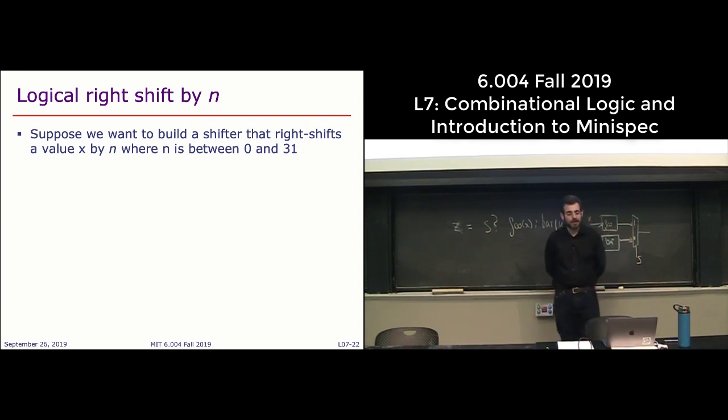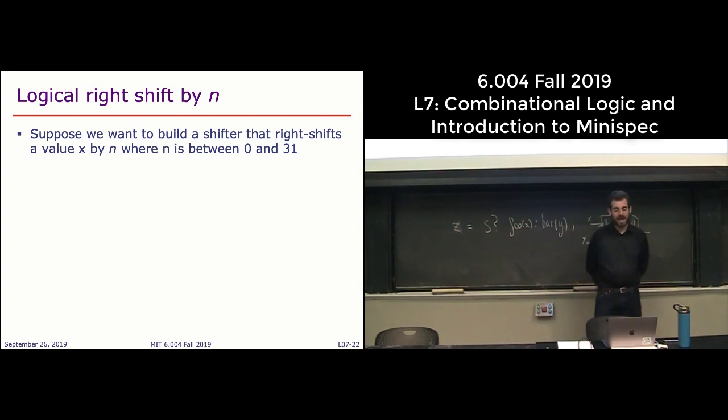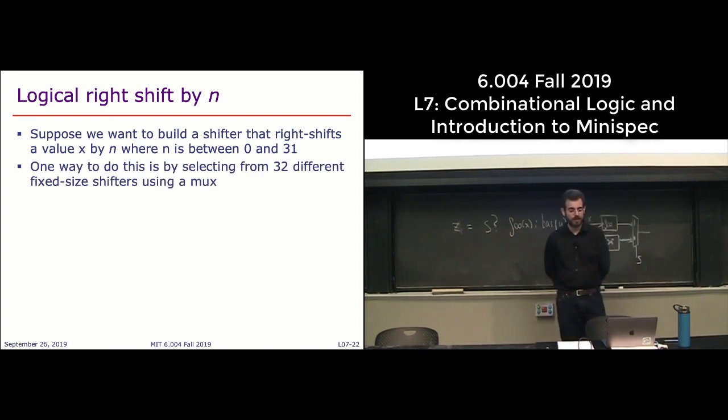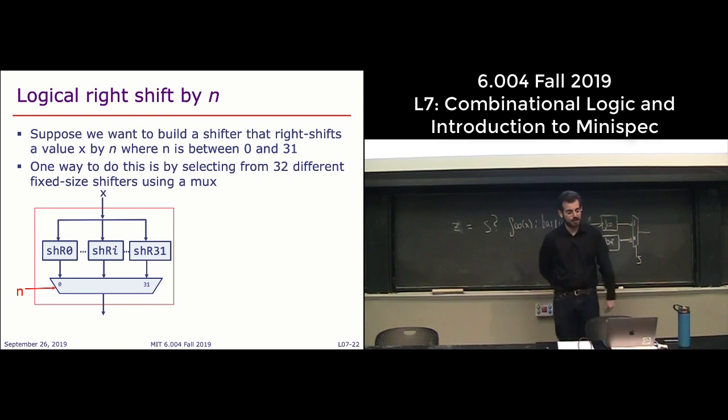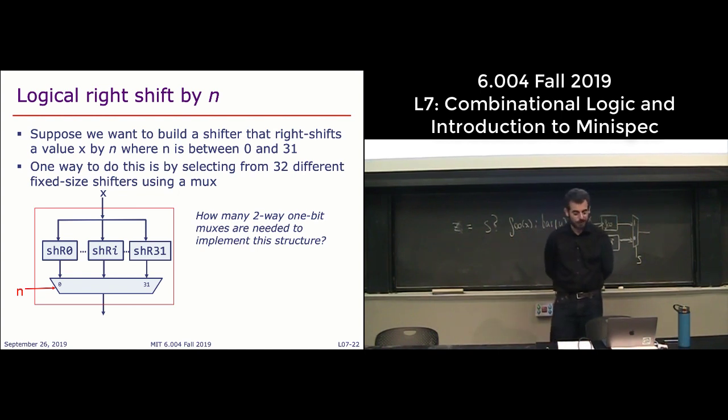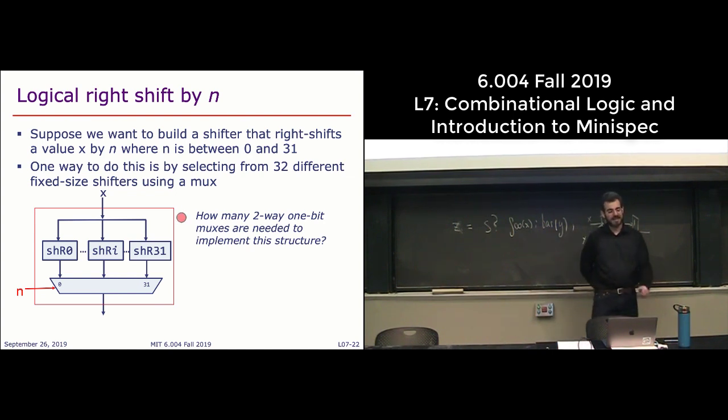But what about if we want to shift by some variable amount? Suppose that we want to build a shifter that right shifts a value by n, and n is anywhere between 0 and 31. It's some input. Now the obvious thing that we can do is say, well, we know how to do fixed size shifts, so let's just do 32 of those, and then have a 32-way mux to select among them. My question to you is, is this expensive? Is this going to be a lot of logic or not a lot of logic? After all, these are just wires, so it can't be that bad.